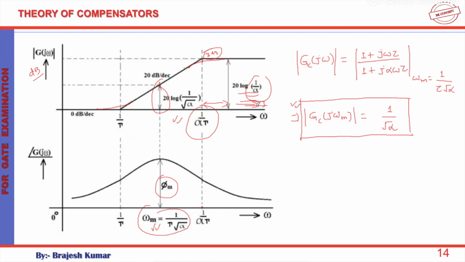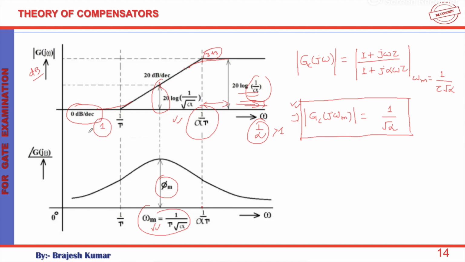While the low frequency signal, which is basically the control signal, undergoes unit amplification. Because it is 0 dB, the amplification factor is 1, so it will remain as such. The gain at low frequency is 1, or 0 dB, while the gain at higher frequency is 1 upon alpha, which is greater than 1, because alpha was less than 1. So noise frequency is going to be amplified by a factor 1 upon alpha, while signal frequency will remain the same.